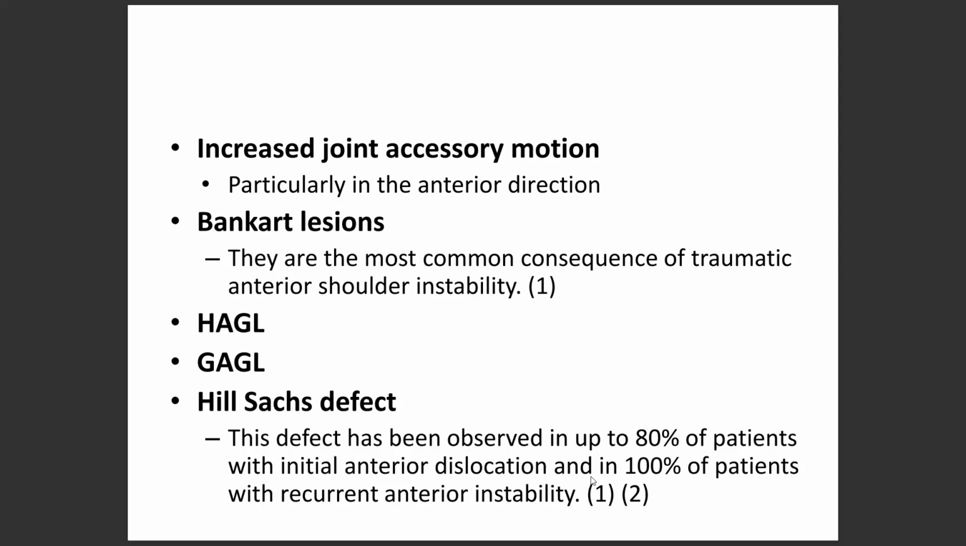Hegel and Giggle, they are also present. The Hill-Sachs defect is again a very common condition with traumatic instability, and it has been observed in a study that 80% of the patients with initial anterior dislocation were present with the Hill-Sachs defect, and in 100% of patients with recurrent anterior instability. It means the chances of Hill-Sachs defect increase as the number of recurrent anterior instability episodes increases. So the higher the number of episodes of anterior instability, the higher the chances of the Hill-Sachs lesion will be. Hill-Sachs defect is also known as the Hill-Sachs lesion.